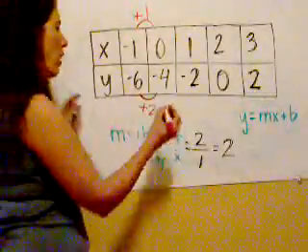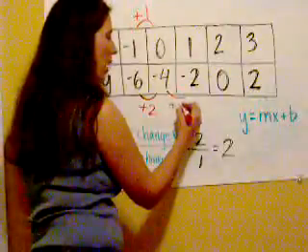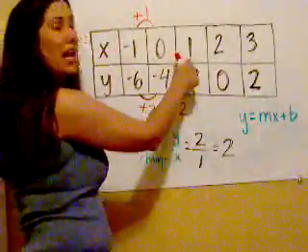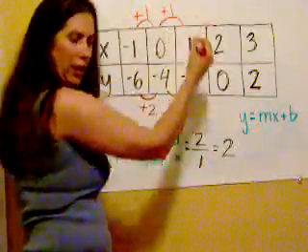We can pick another 2 points. So I'm going to pick these next 2 points. From here to here, it goes up by +2. And in the x values, from 0 to 1, it goes up by 1.